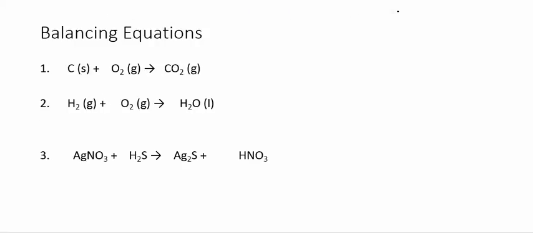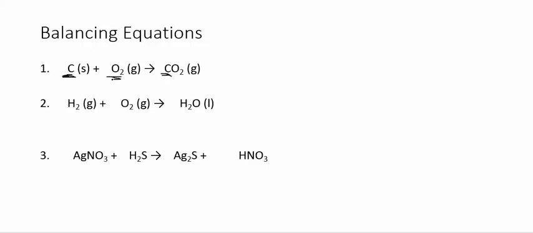So when you balance an equation, I always start on the left. Here's a few examples. I would start over here. Look at carbon. I've got 1 carbon on the reactant side. I've got 1 carbon on the product side. Carbon is balanced. Move to my next element. I just go from left to right.